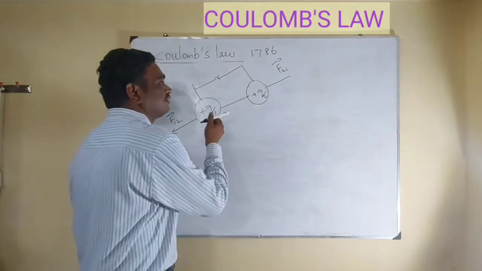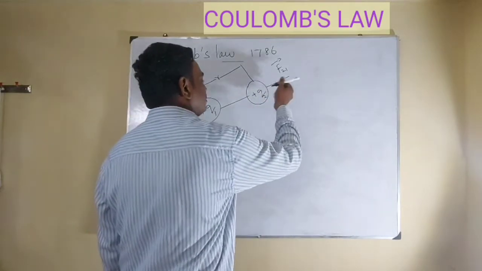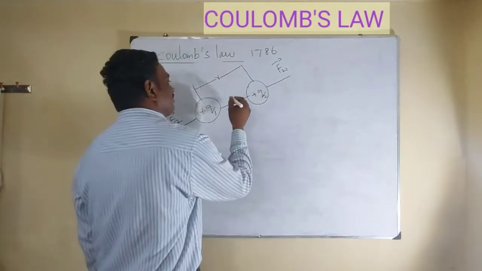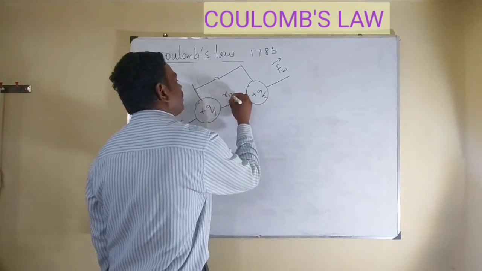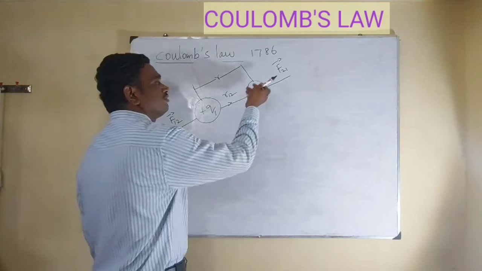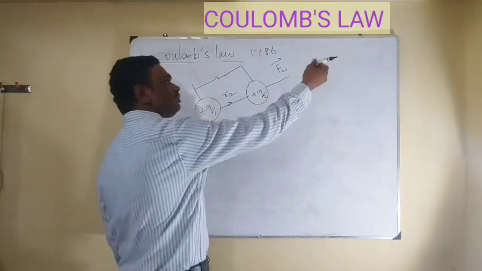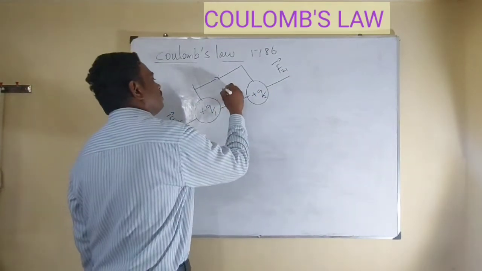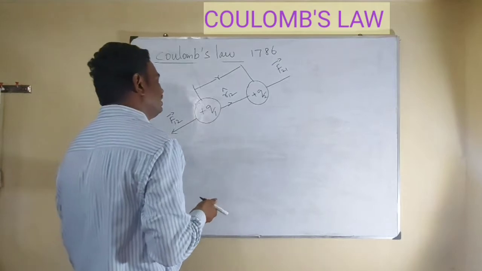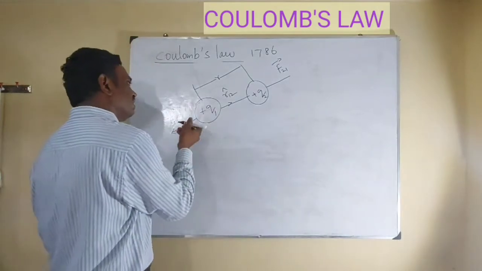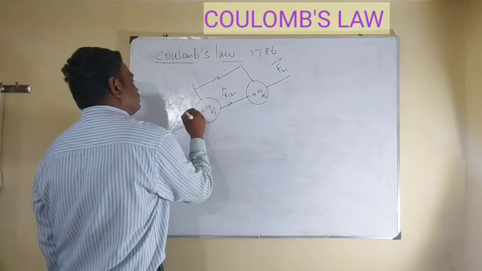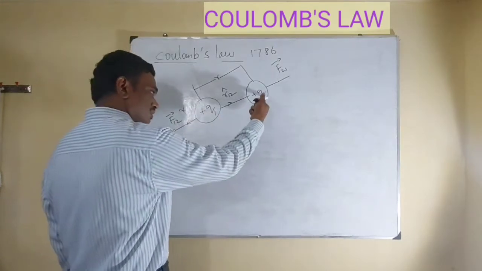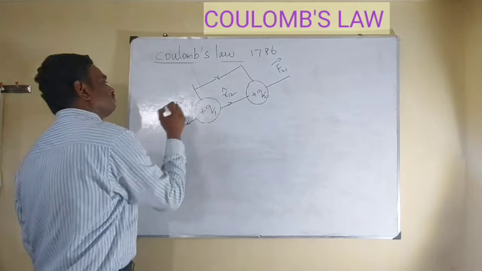Here the direction of the force can be represented with the help of a unit vector. Here the unit vector R12 means the force F21 acts along Q1 to Q2. So R12 cap. Similarly, the force F12 acts along R21, that is from Q2 to Q1.